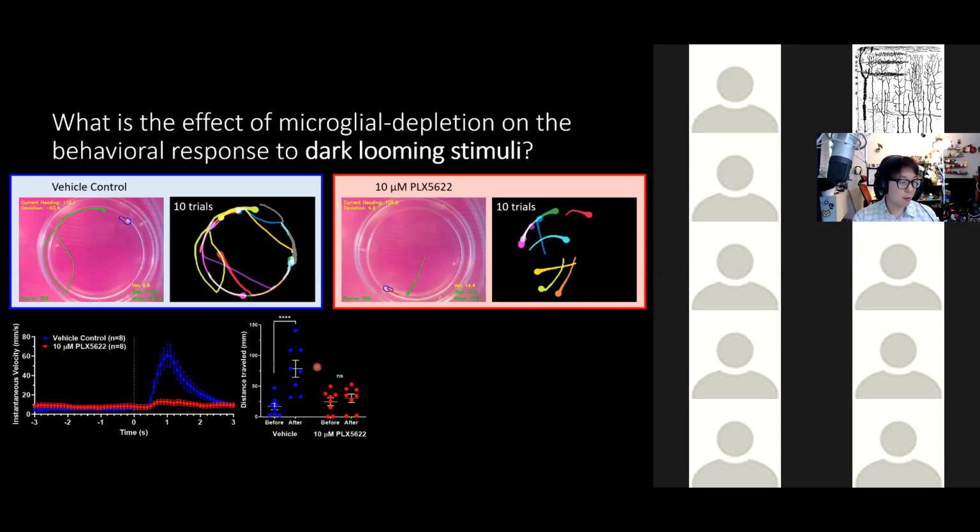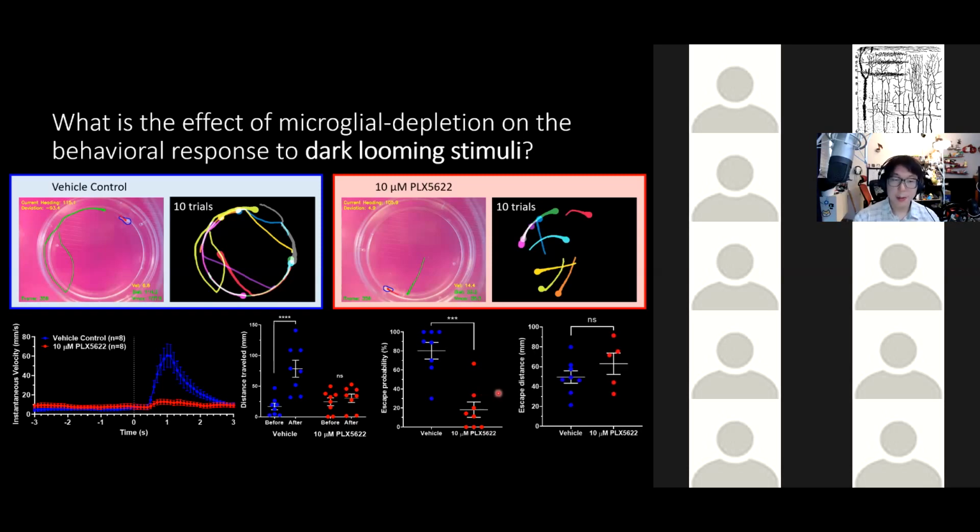We can quantify the distance traveled before and after the looming stimulus, and vehicle-treated animals respond by significantly increasing distance traveled after the dark looming stimulus. Whereas this is not observed in microglial depleted animals. We also looked at escape probability, and escape probability was significantly reduced by microglial depletion. And when the tadpole did make escape movements, the escape distance was not significantly altered by microglial depletion, suggesting that microglial depletion does not alter motor responses.